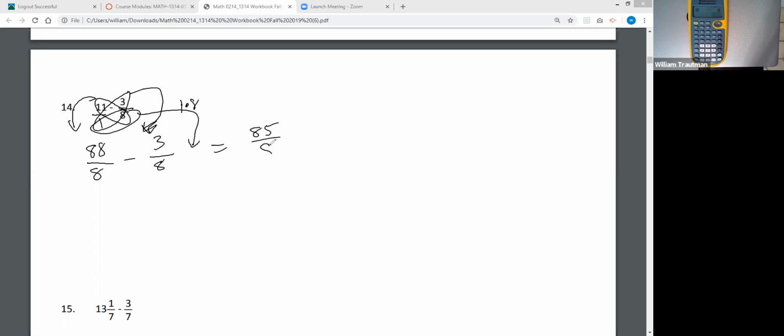The bottoms don't change. Try to reduce it. I put it in my calculator. It does not reduce. We are done. If I want to change it to a mixed number, I can put it in my calculator and do second 10x, and it'll change it to a mixed number. Okay.